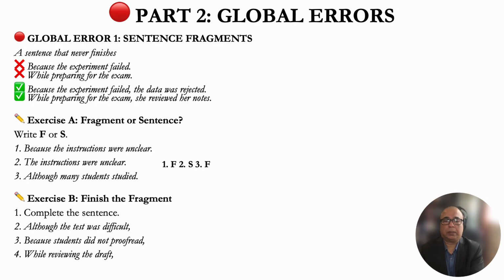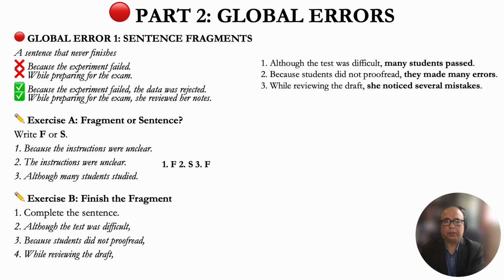Okay, so 1 is a fragment. "Because the instructions were unclear," incomplete thought. "The instructions were unclear." It's a complete sentence, right? "The students did not understand the professor's instructions." And "although many students studied," then what happened? "Although many students studied." Okay, are you ready for the next exercise? The answers? Here they are.